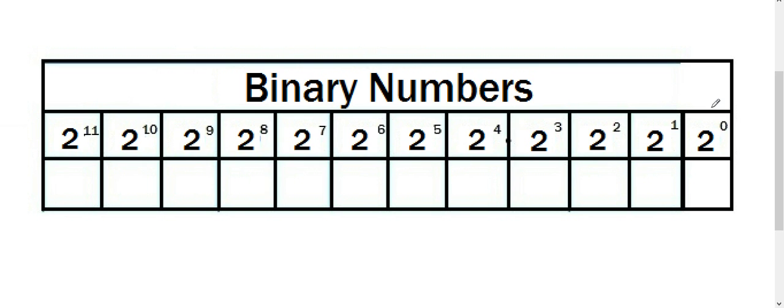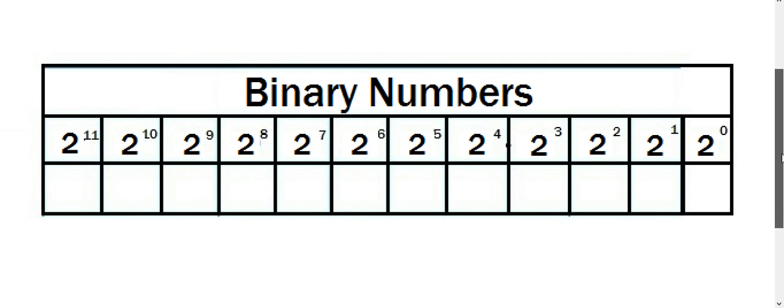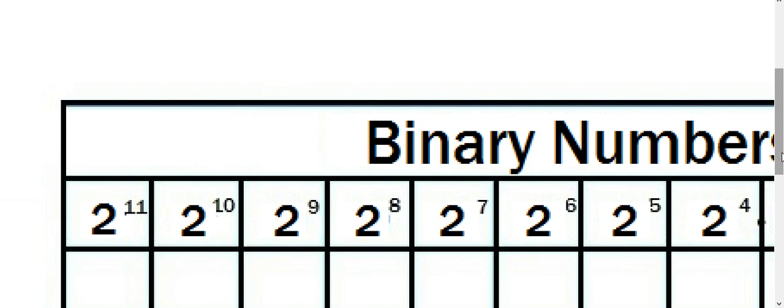So we have the ones place, the twos place, the fours place, the eights place, the 16th place, 32nd place, 64, 128, 256, 512, 1024, and 2048.